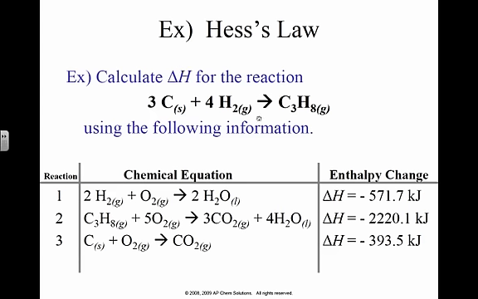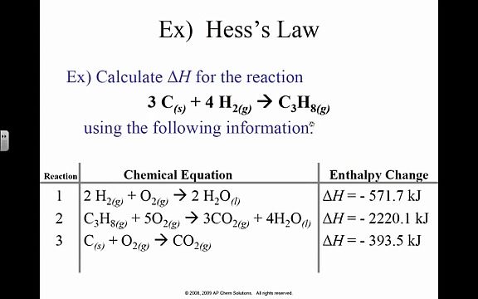How can I make this reaction right here out of these three reactions? The first thing I would notice is I've got carbon on the left. I need 3 carbons on the left. Here's carbon right here in this reaction. So I would probably multiply this reaction by 3. Put a 3 here, 3 here, 3 here. If I do that, I simply take my enthalpy value and multiply it by 3.